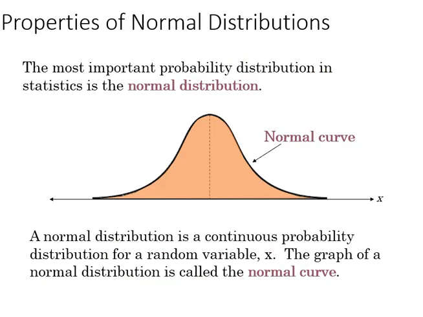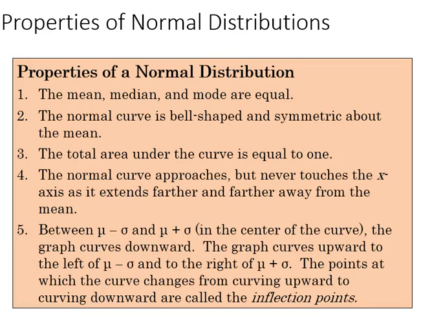There are some properties of normal distributions that are useful for a number of reasons. The most important probability distribution is the normal distribution because so much is based on it. It's a continuous probability distribution for a random variable x, and the graph of it is called the normal curve and has this familiar bell-shaped curve to it. And the normal distribution has the following properties.